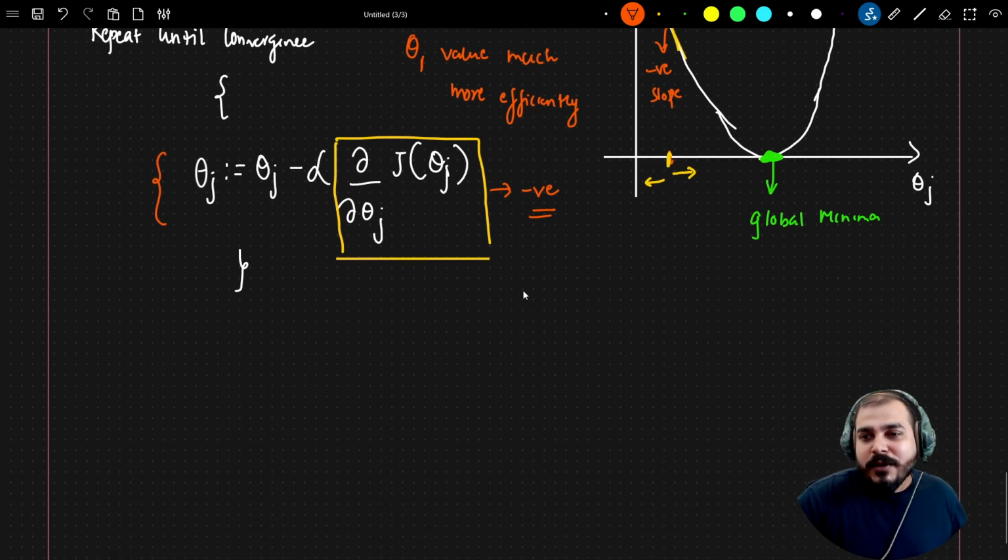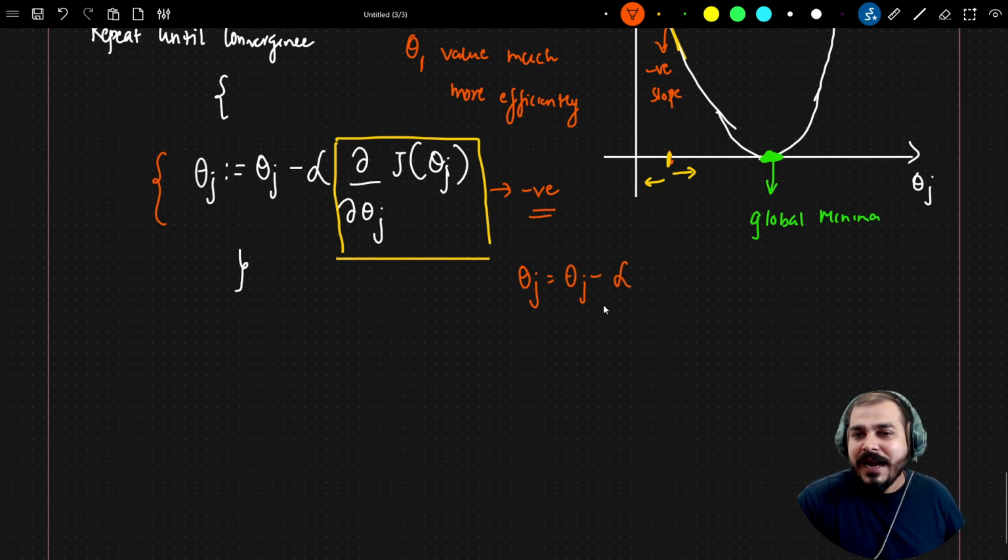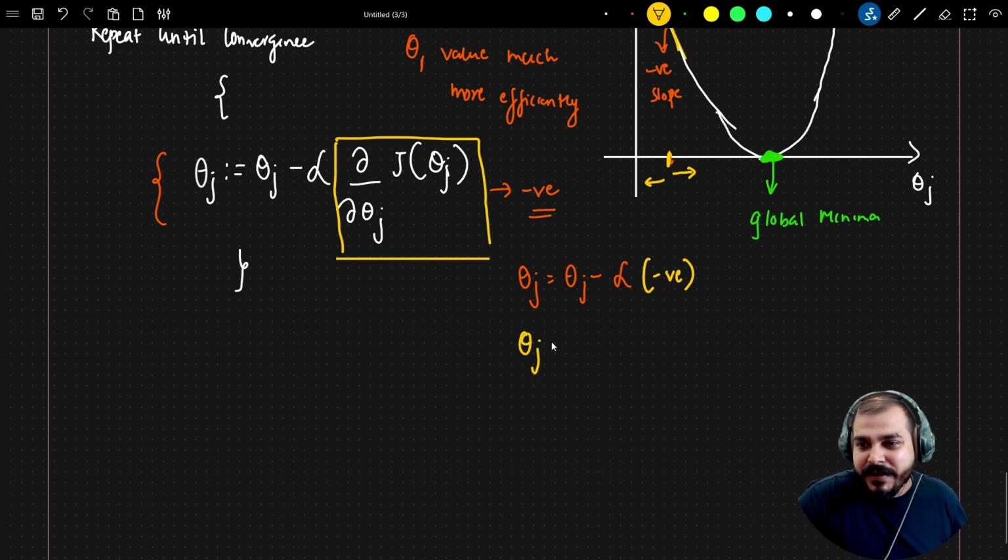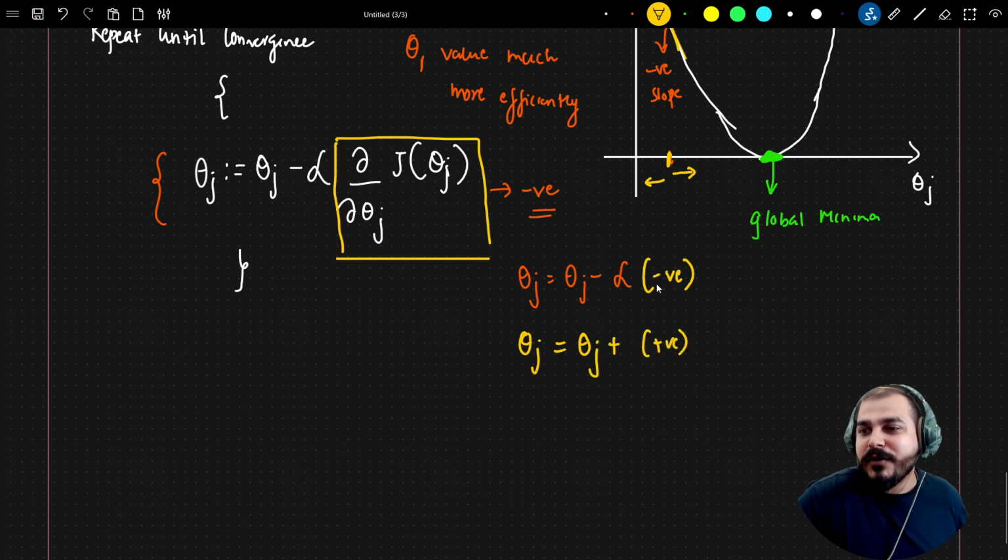So suppose I get a negative slope. In short, I will write theta j is equal to theta j minus some learning rate alpha. I'll talk about why alpha is used, and this will be my negative value. So in short, this indicates that to my theta j, I have to add some positive value, right? Because negative into negative will be positive. So I have to add this specific positive value, and it is true here because I need to increase my theta j value.